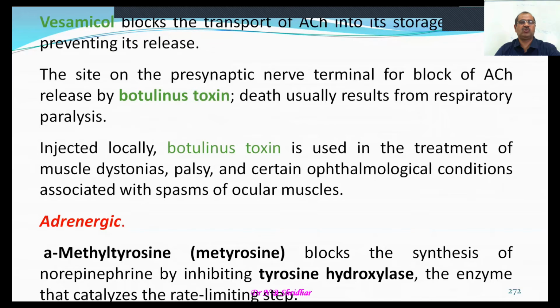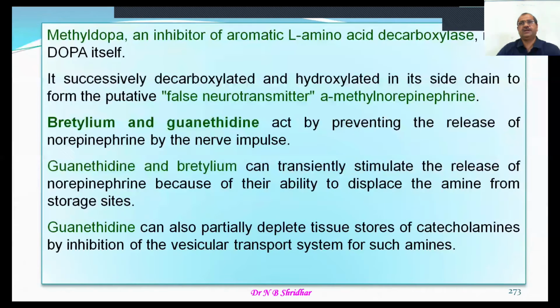Then the adrenergic system: alpha methyl tyrosine, also known as metyrosine, blocks the synthesis of norepinephrine by inhibiting tyrosine hydroxylase, the enzyme that catalyzes the rate limiting step, especially the conversion of tyrosine to dopa. This is alpha methyl tyrosine. It is going to block the synthesis of norepinephrine, and ultimately we can see that the action of adrenaline on the different tissues will be inhibited. It's a rate limiting step.